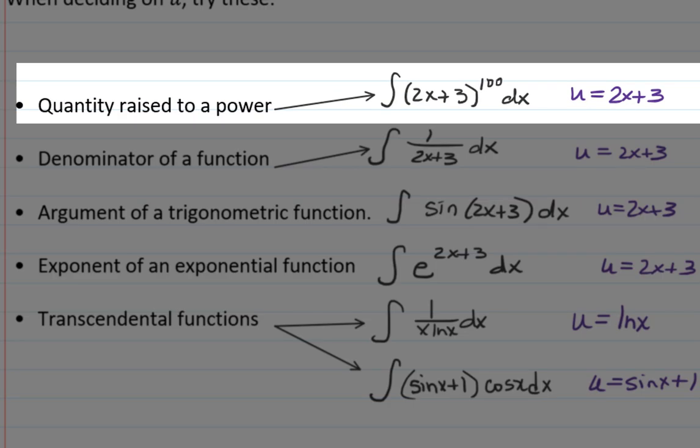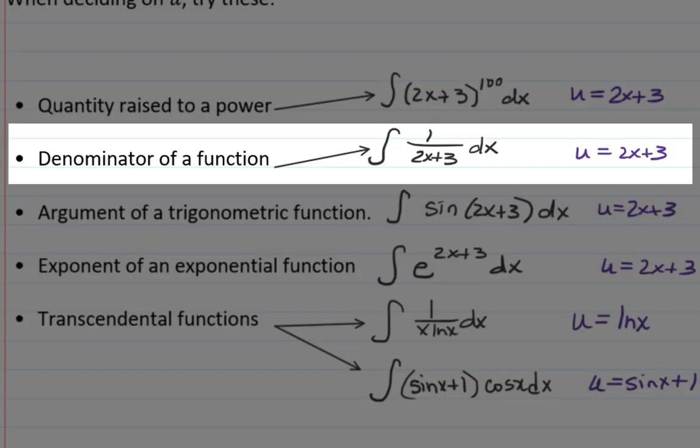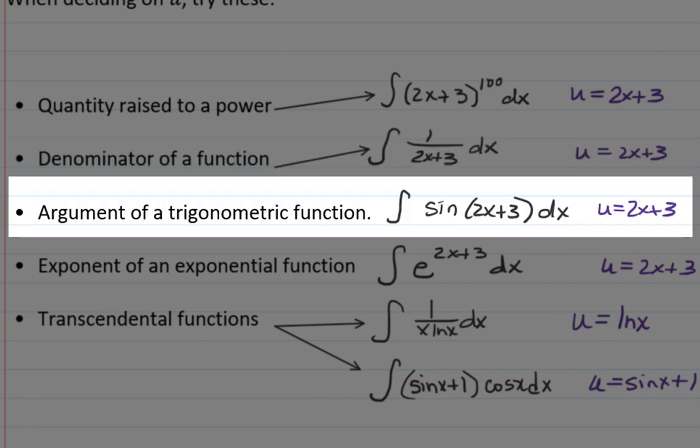If you have a quantity raised to a power, then you can let u be that quantity. So in the first example, I have 2x plus 3 to the 100th. We could let u be the 2x plus 3. Or you can let u be the denominator of a function in the integrand. For example, here I have 1 over 2x plus 3. You could let, again, u equal 2x plus 3. You could also let u be the argument of a trig function, whether it be sine, cosine, tangent, whatever's inside the argument, like this 2x plus 3. Sometimes if you let u equal that, you can get a nice u substitution.